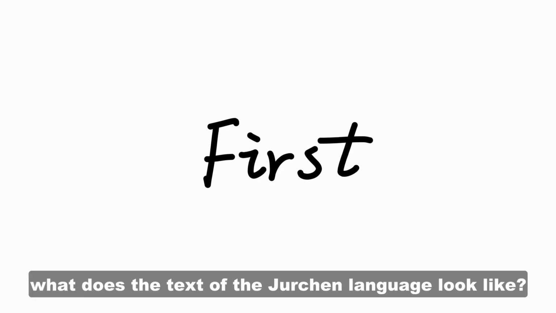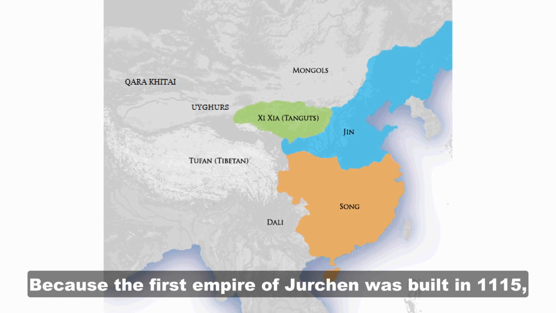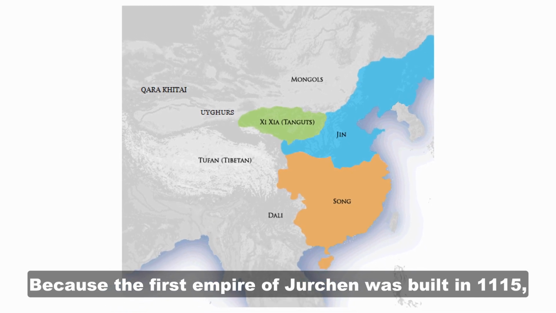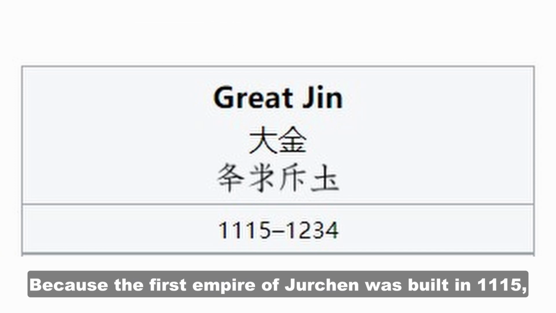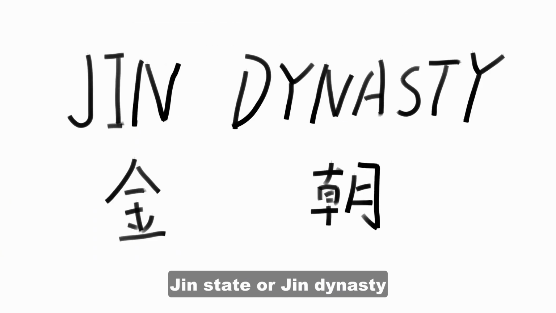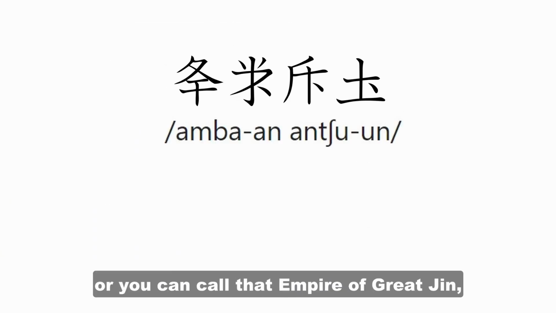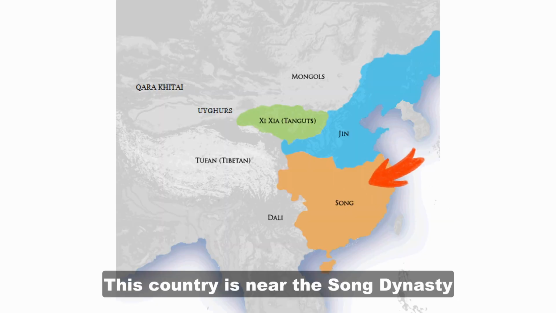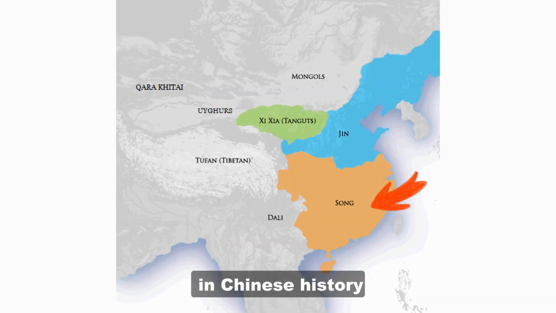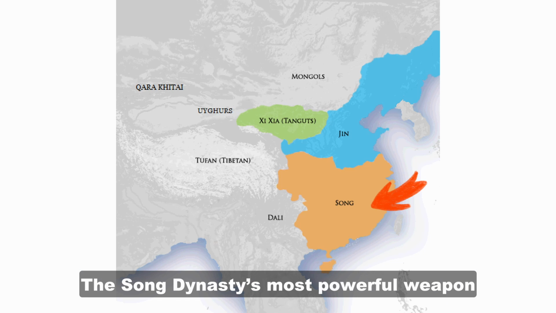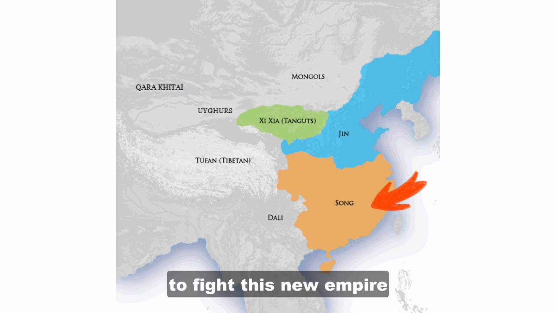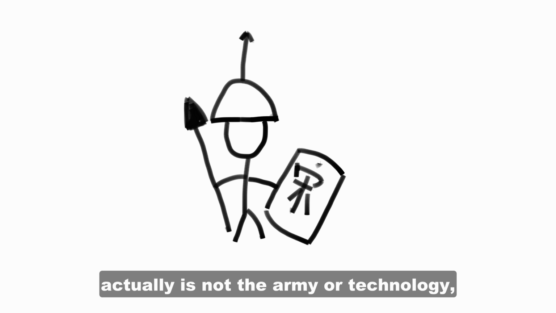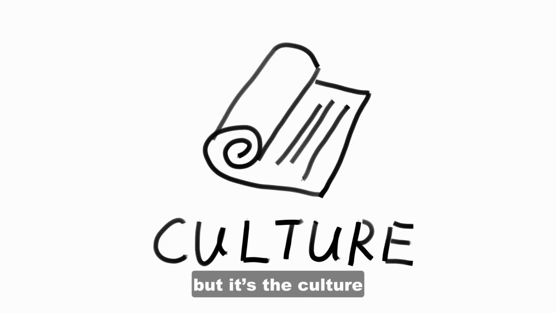First of all, what does the text of the Jurchen language look like? The first empire of Jurchen was built in 1115, the Jin state or Jin dynasty, or you can call it the Empire of Great Jin. This name is translated directly from the Jurchen language. This country was near the Song dynasty in Chinese history. The Song dynasty's most powerful weapon to fight this new empire was actually not the army or technology, but the culture.